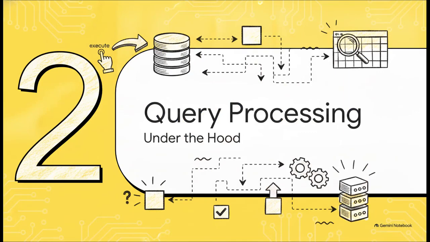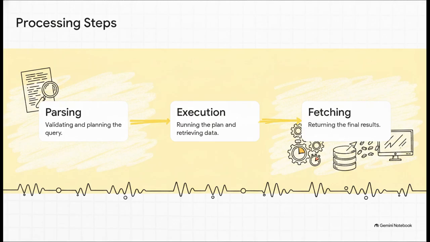Moving right along to Section 2, how queries are processed. Imagine the exact moment a user clicks a button and hits execute on a query. What actually happens on the server end? It's not just a single action, it's a multi-step journey. The DBMS processes every single query in three chronological phases: parsing, execution, and fetching. We're going to break down each of these steps right now so you can fully understand the system's mechanical behavior.